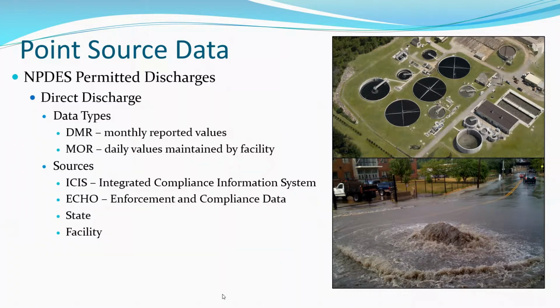The DMR data, the monthly reported values, typically is one value per month, but they use the MOR data, daily values maintained by the facility, to calculate the DMR data. So you could go to a facility and see if you can get the MOR data, or the multiple collections that were used to calculate the DMR, and use that to populate and characterize their discharge in the water quality model.